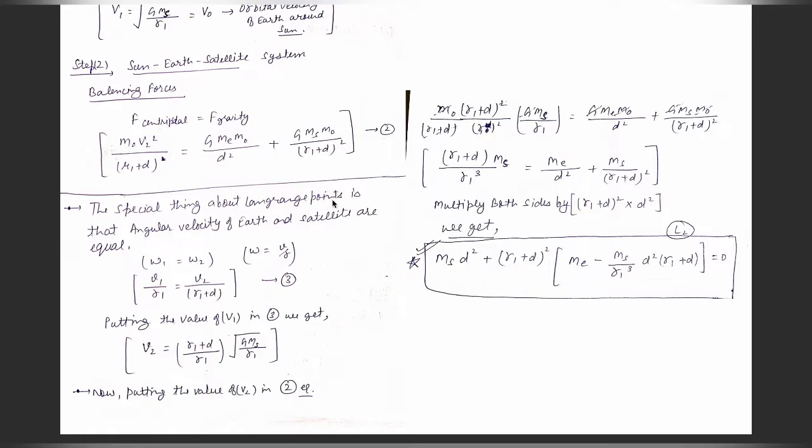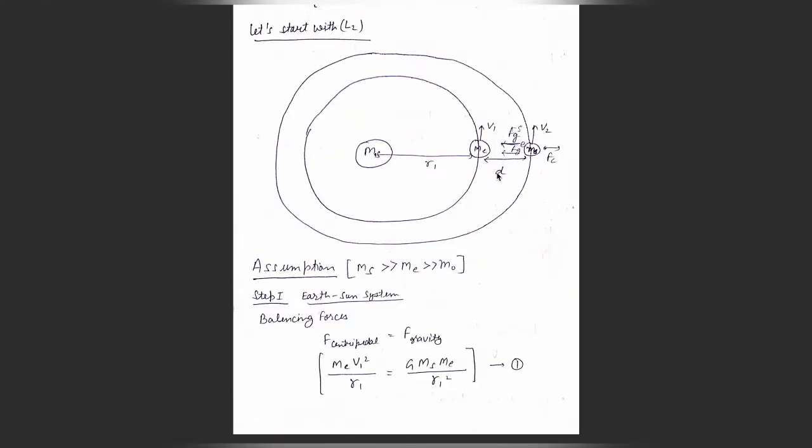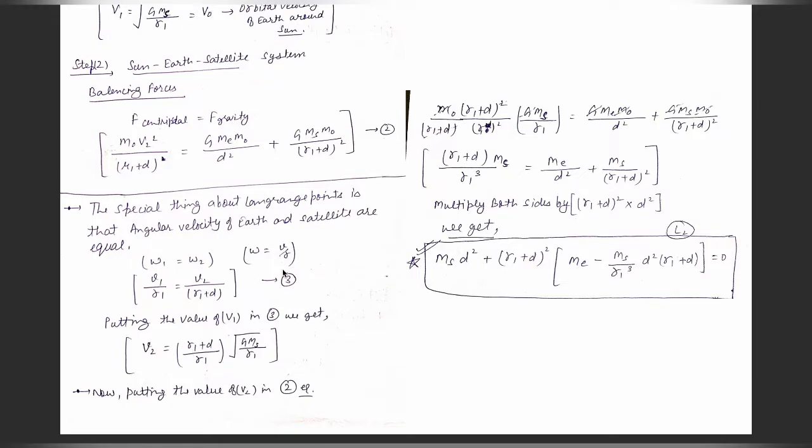The special thing about a Lagrange point is that the angular velocities of Earth and satellite are the same. The time taken by the Earth to revolve around the Sun is the same as the time taken by the satellite to revolve around the Sun, that is 365.25 days. So we are equating the angular velocities for both of the orbits. So v1 upon r1 will be equal to v2 upon r1 plus d, since the satellite is at an extra distance d. We have taken that into account here.